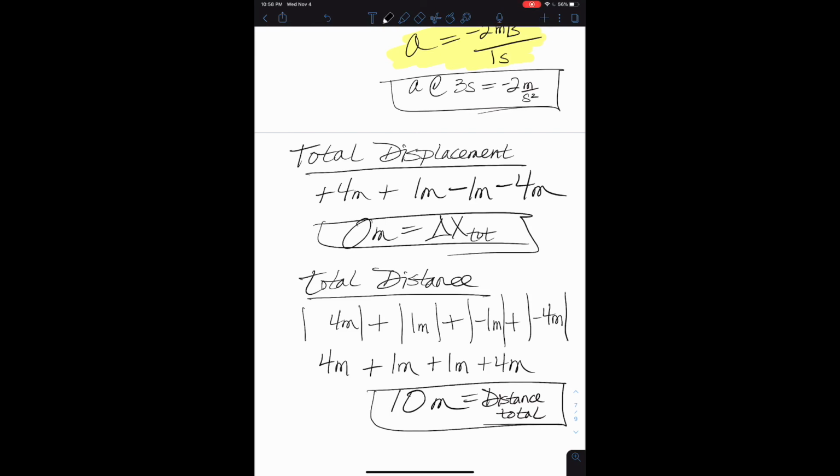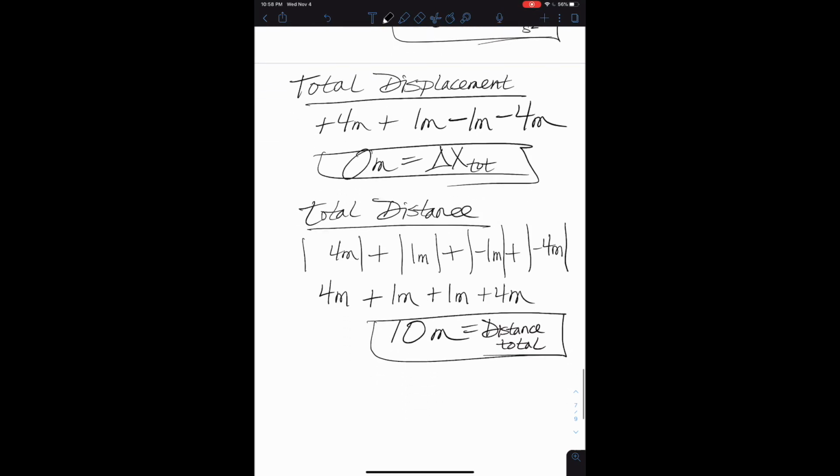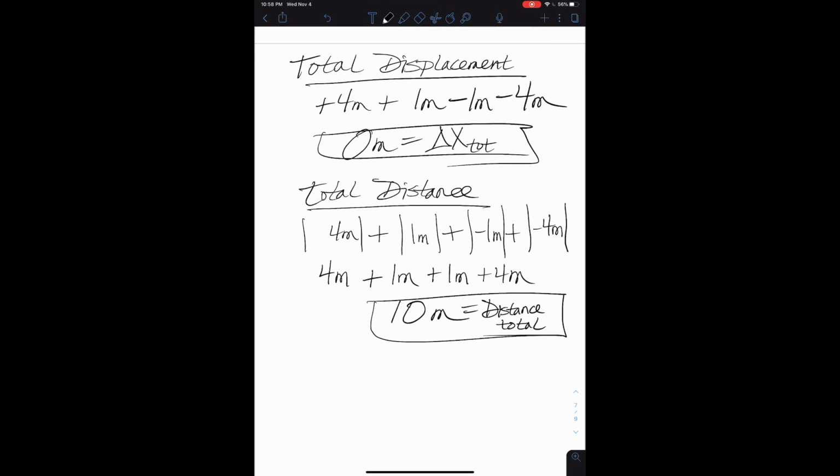All right, let's look at one more thing, kind of a sneaky question, one I like to ask sometimes to see if kids really understand this. Instead of asking the total displacement, I like to ask the displacement at a certain time to see if students really understand what's going on. So I might say, what is the displacement of the object at time equals 3 seconds, we'll say.